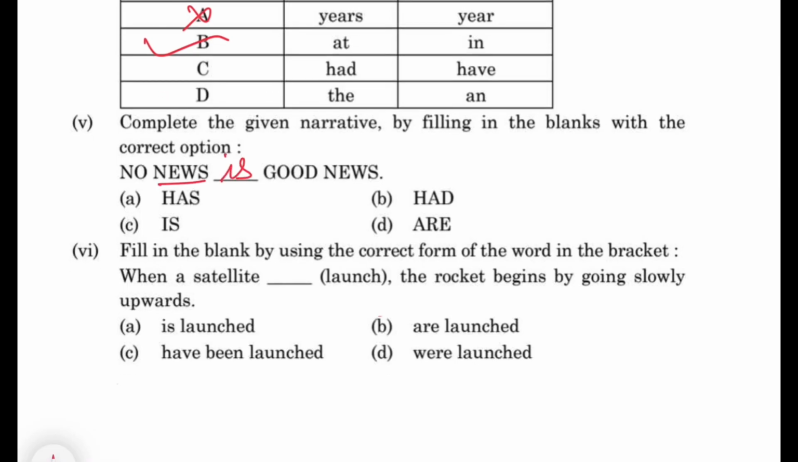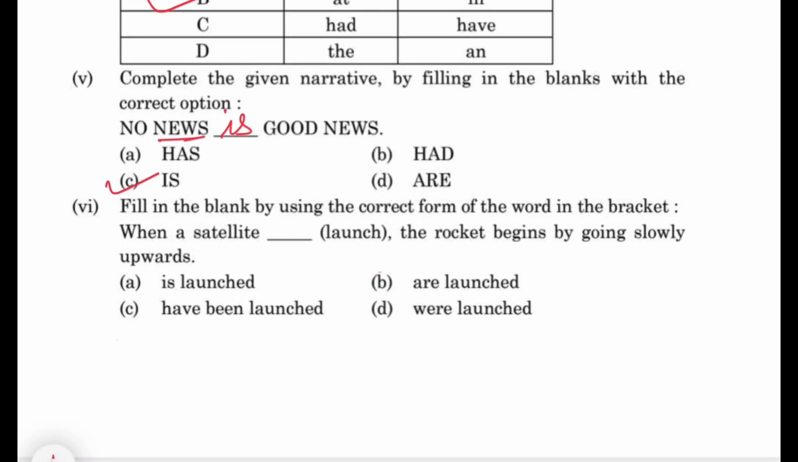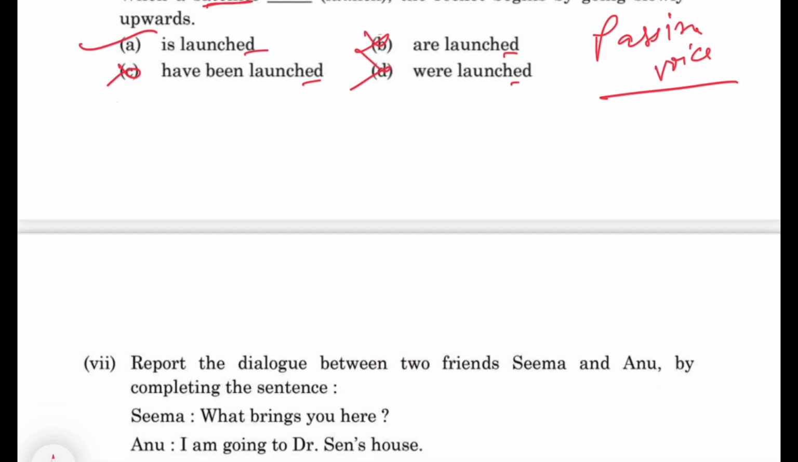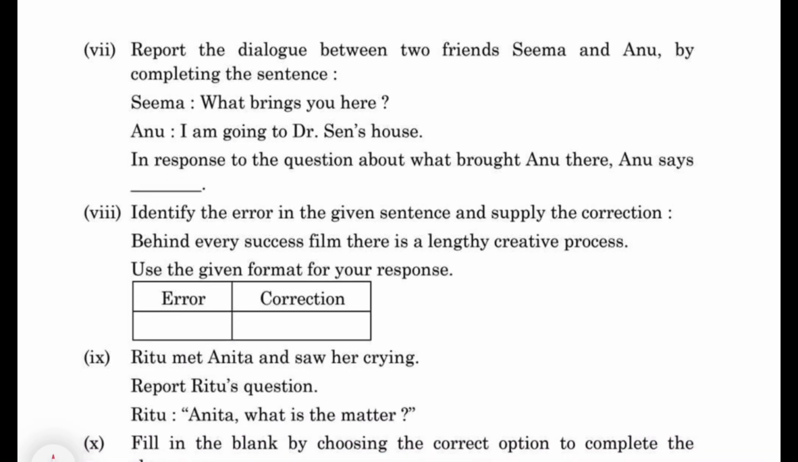Then no news is good news. News is always singular. So no news is good news. When a satellite singular, dash the rocket. This is again passive voice, so we need to choose the third form. Launch, all are third form, but satellite is a singular subject. So are and were are wrong. Have is also plural. Is launched is the correct answer.